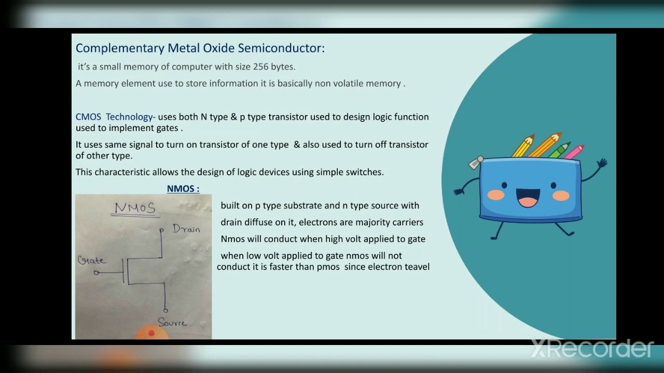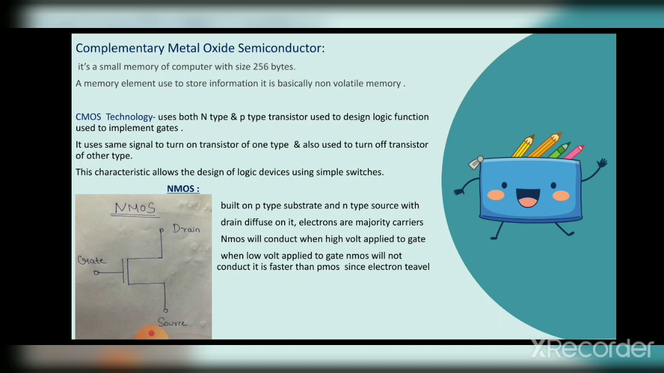Now coming to the CMOS technology. It uses both types of transistor, which are P-type and N-type, and is used to design various logic functions. At the same time, one transistor turns on and the other type of transistor gets off. So it allows design of various logic devices by using simple switches, which simplifies various complicated gate structures.